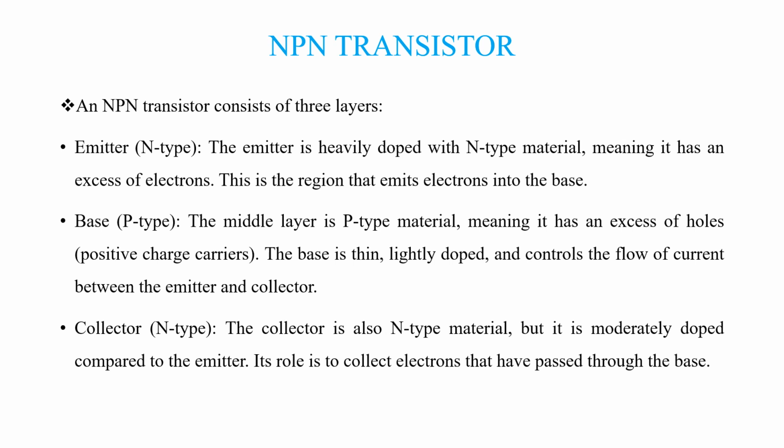Base, P-type. The middle layer is P-type material, which means that excess of holes. The base is thin, lightly doped, and controls the flow of current between emitter and collector. Collector, that is of N-type semiconductor, and it is moderately doped compared to emitter. Its role is to collect electrons that have passed through the base.